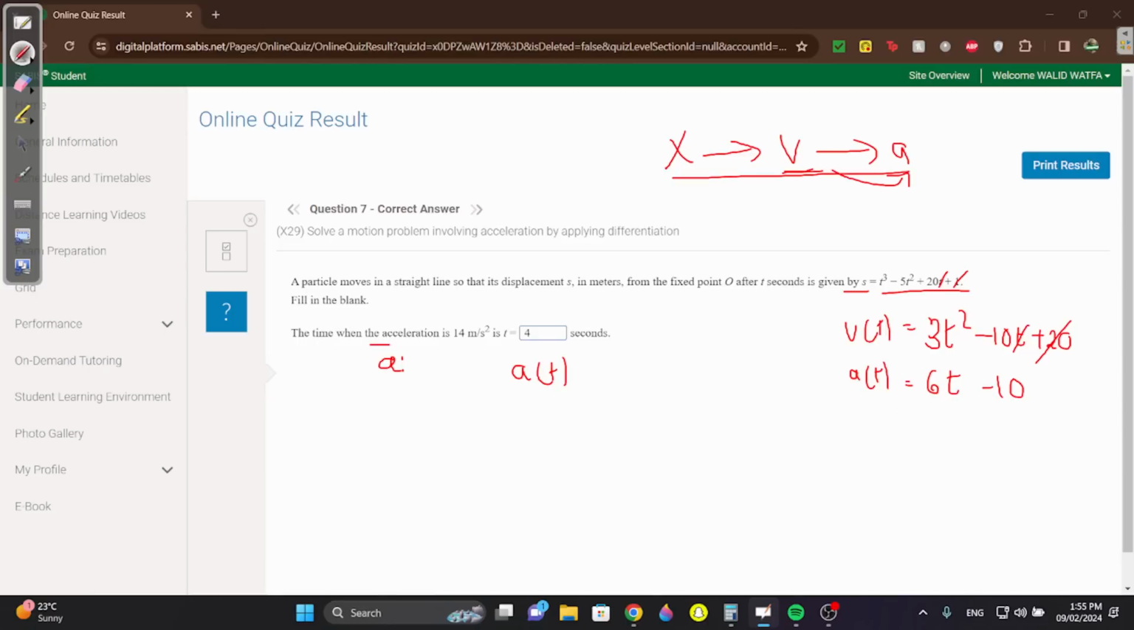But they're saying when the acceleration is 14. For this 16 minus 10 equals 14. What's the time going to be? Take 10 to the other side. 60 equals 24. T equals 4.